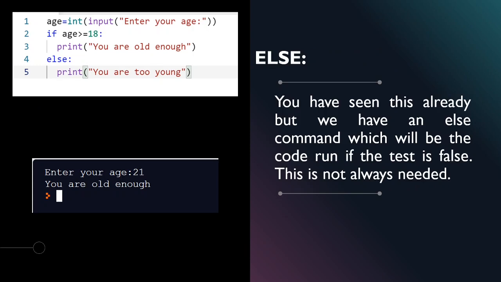There you go. So we've seen else already, but just understand that this is the true section. This is the false section. So this test being, is this test true? We do this, otherwise we do that.